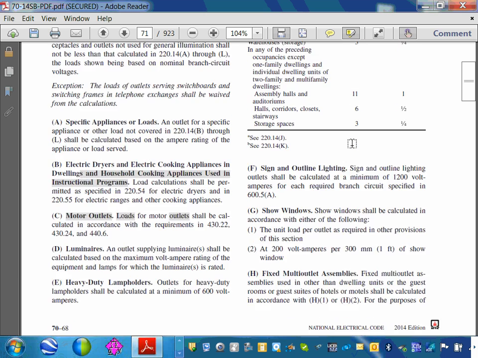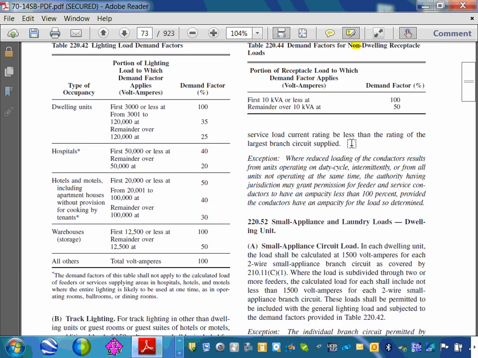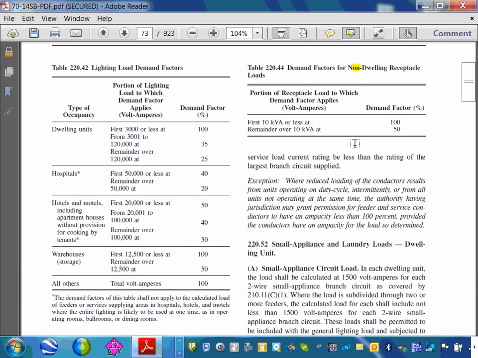Let's go to the other table that you guys need to know. Did you guys get it, okay? Cool. The second table I would like you to highlight is table 220.44, please. Demand factor for lights, 220.42. You must highlight that one. By the way, we're going to be using them this semester and next semester. You know it now, you're good to go. And you're going to be using it at work, so get used to it.